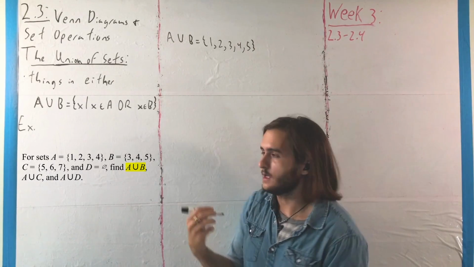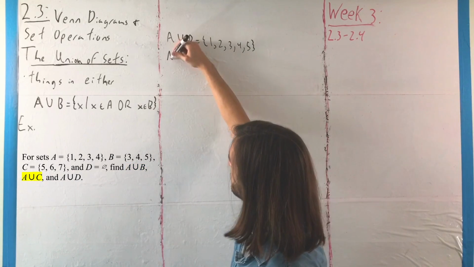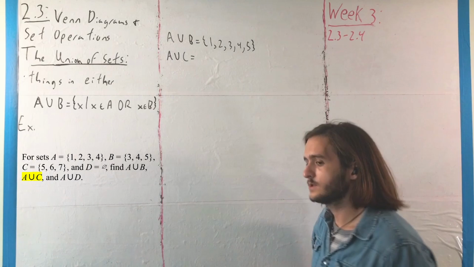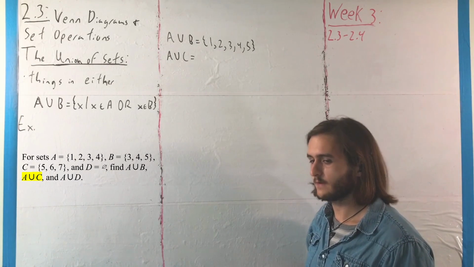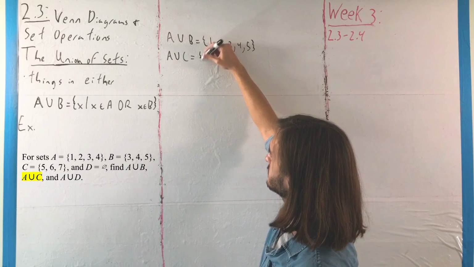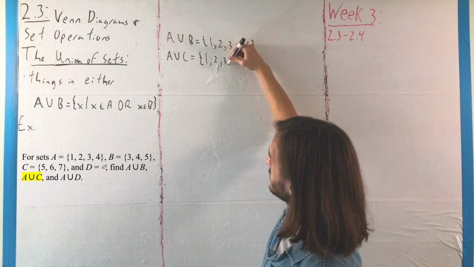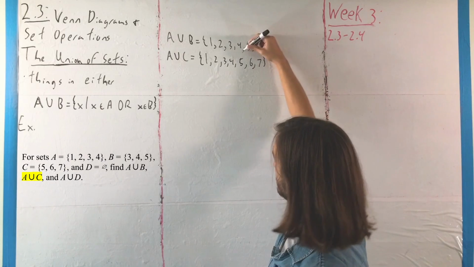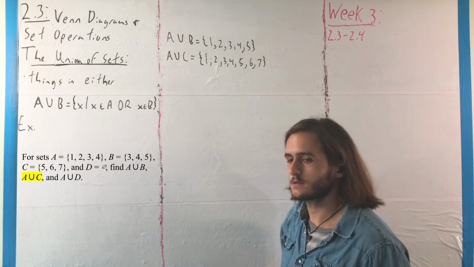Then when we talk about A union C, we might think to ourselves, well, we had 1, 2, 3, and 4, and then we have 5, 6, and 7. So wouldn't we just get 1, 2, 3, 4, 5, 6, and 7? And the answer to that question is yes, we would.